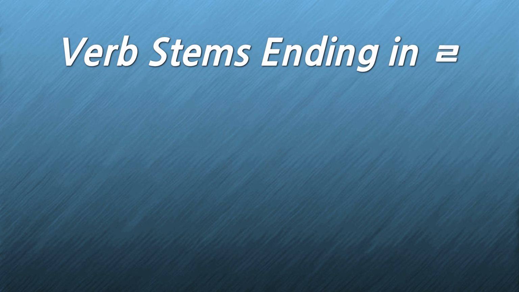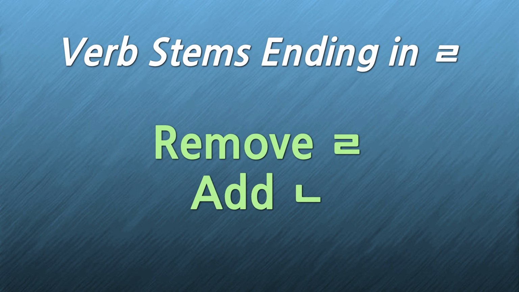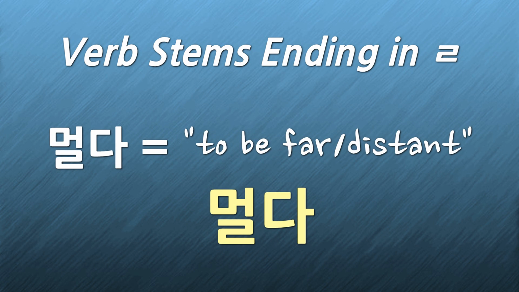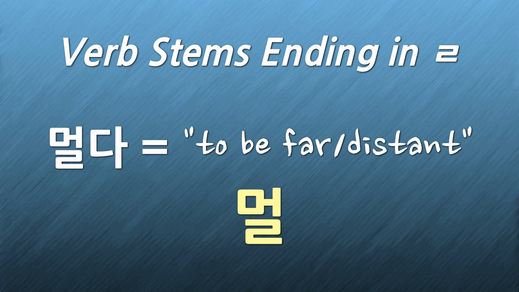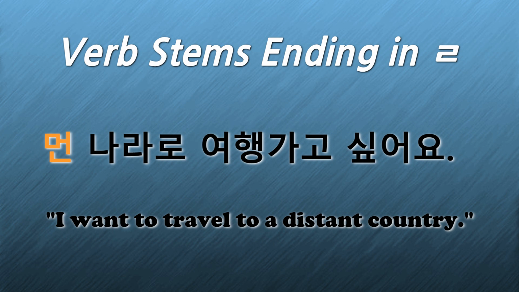If the verb stem ends in a ㄹ, it's pretty simple to change it to an adjective. Just remove the ㄹ at the bottom and replace it with a ㄴ. Let's take a look at the descriptive verb 멀다, to be far or to be distant. First remove the 다, take away the ㄹ. Then add a ㄴ, and you're done. 먼 나라로 여행 가고 싶어요. I want to travel to a distant country.